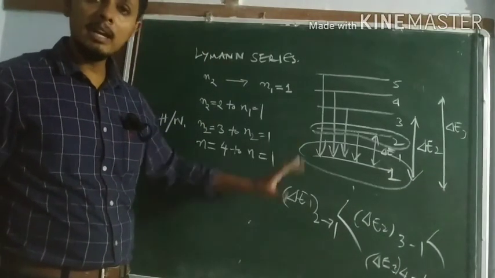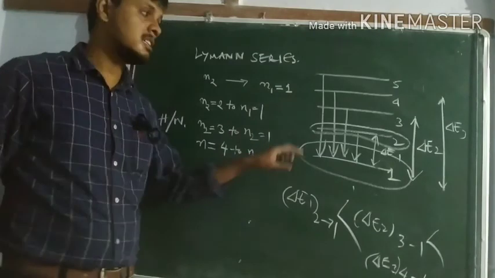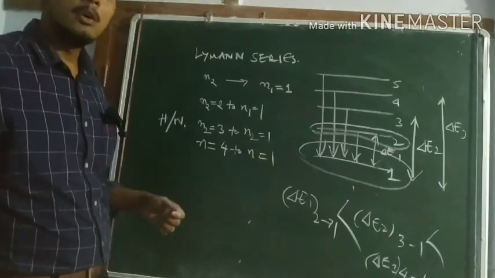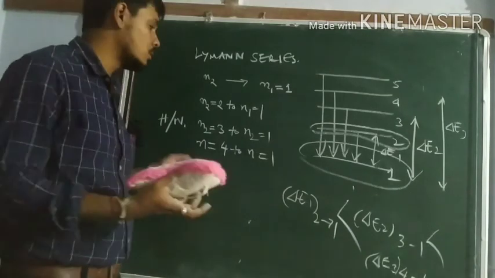The longest wavelength, why? Because it has the least energy difference, so the wavelength will be the longest, since wavelength is inversely proportional to energy.